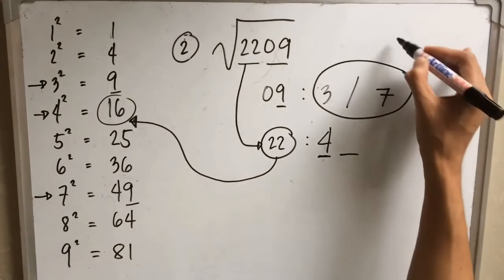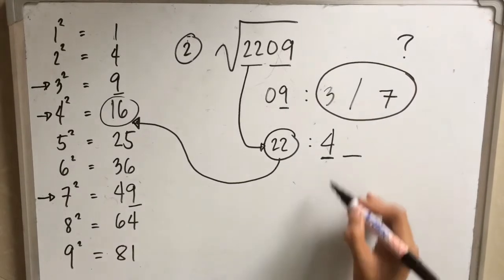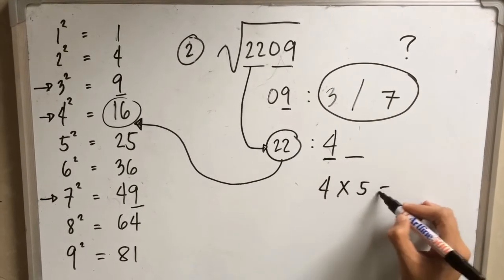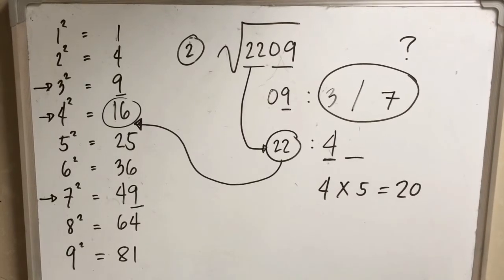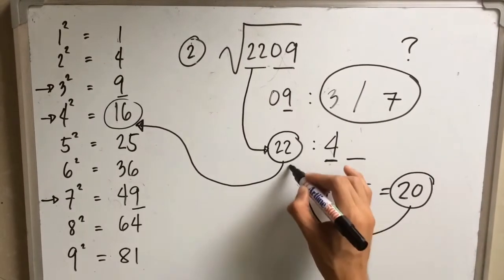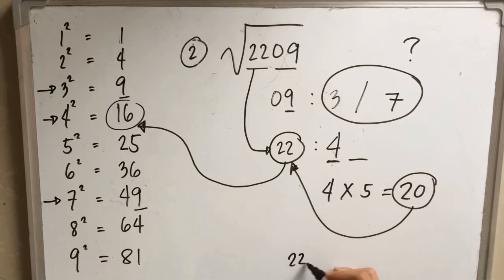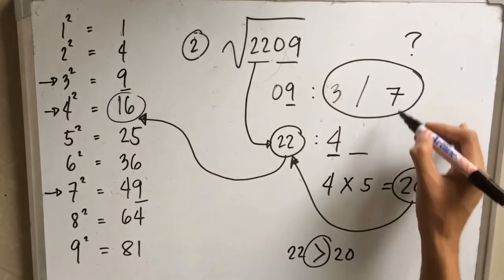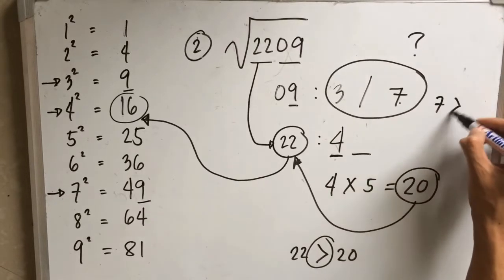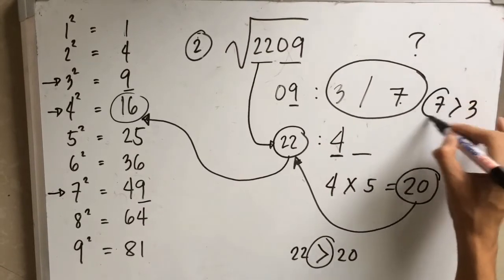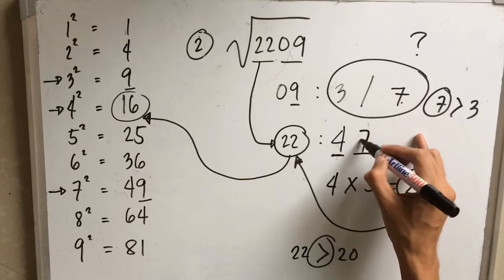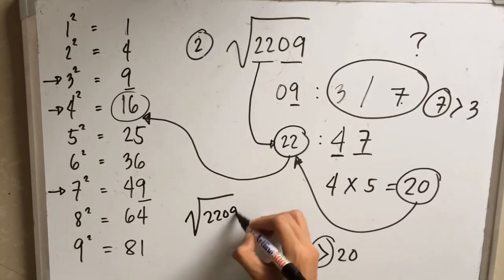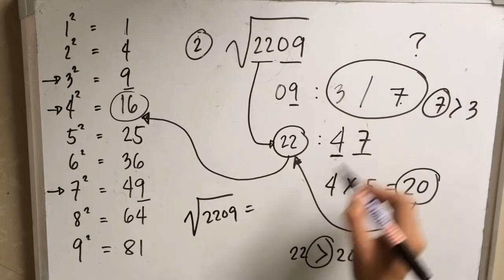So is it 3 or 7? So let's find out by multiplying a number next to 4. It's 5, so 4 times 5 is 20, and compare it to 22. So 22 is greater than 20, so of course we are also going to pick the greater number. It's 7. So the answer is 47. The square root of 2209 is 47.